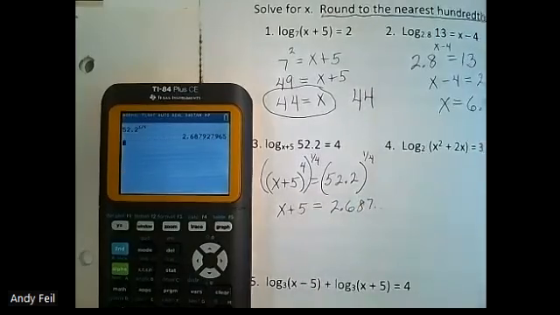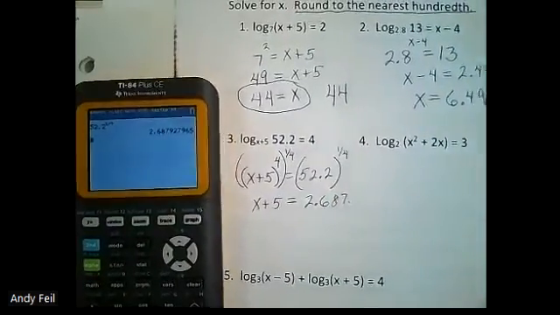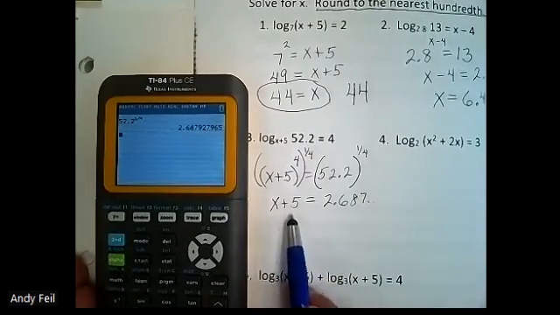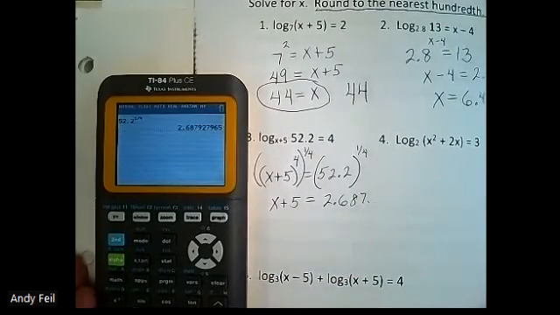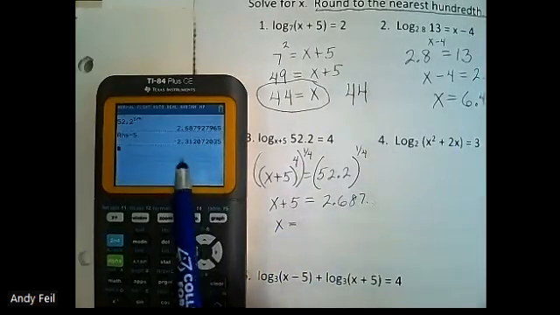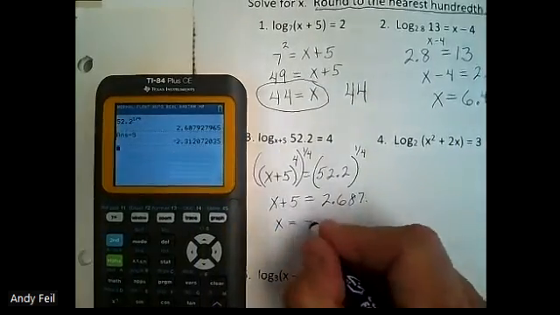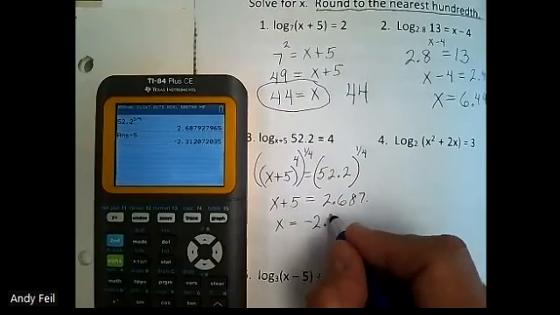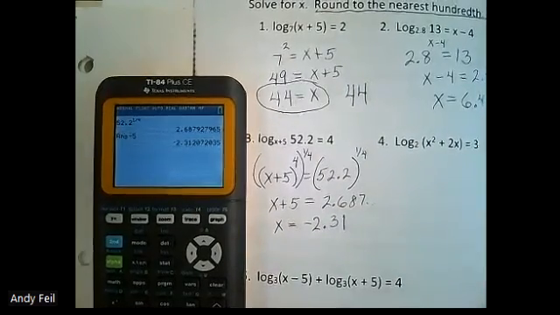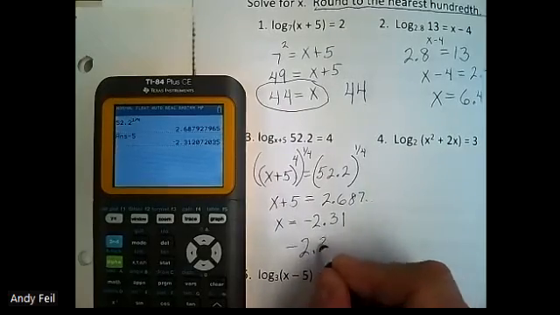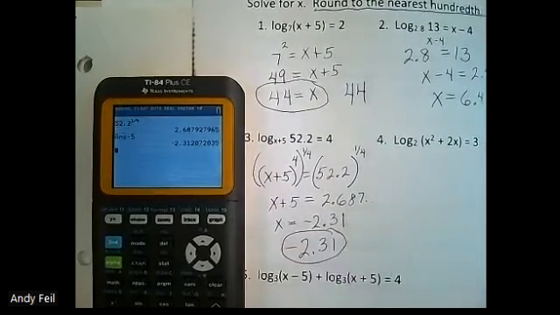2.687, whatever. But then I need to do what? Minus 5. Don't round off anything until you get all the way to the end. So in this case, if I round it off to the nearest hundredth again, this would be negative 2 point what? 31, right? Hundredth is 2 decimal places. And again, on the test, you're not going to type in x equals, you're just going to type in negative 2.31, and that's it.